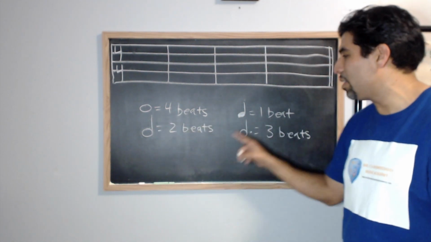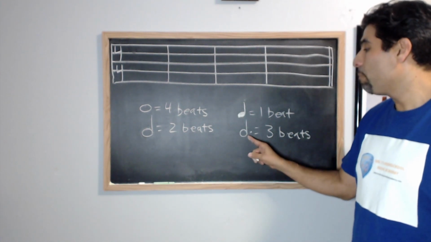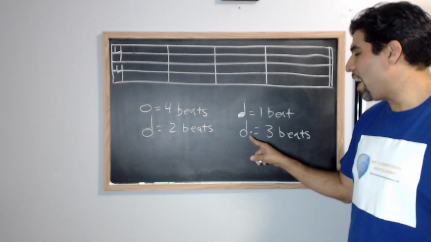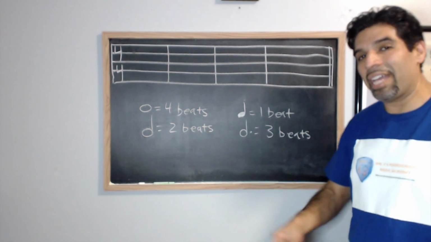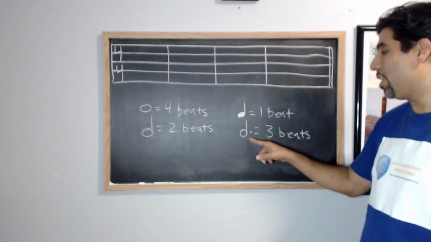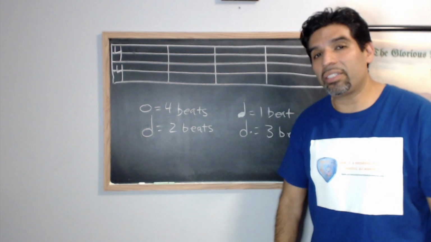If you remember, those are the stems, because it resembles the stem of a flower, right? But our dotted half note, a dot next to a regular half note adds an extra beat, and therefore our dotted half note becomes 3 beats long. So that's the idea.